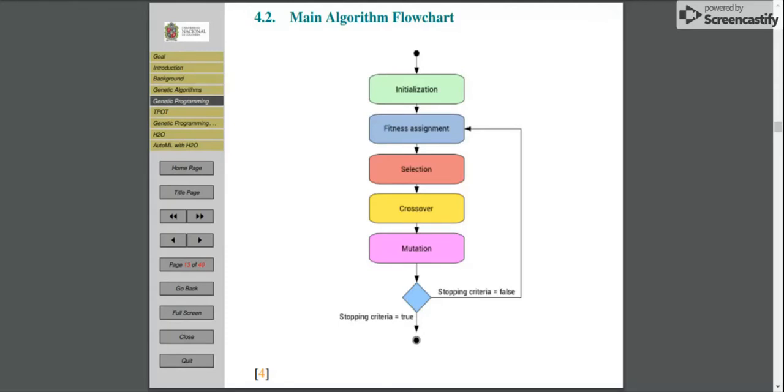Finally, if any individual or a significant portion of the current population meets the criteria of success, then the algorithm will stop and give a result based on the information of the population or some individuals. If that's not the case, then again the fitness function will be calculated for the new generation, the old generation will be removed, and the process will be repeated from there until this criterion is accomplished.